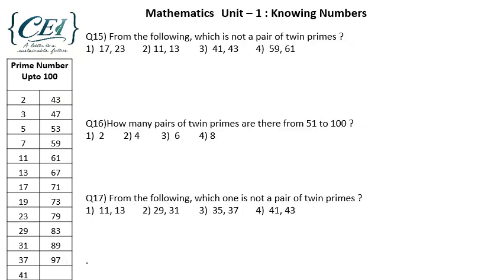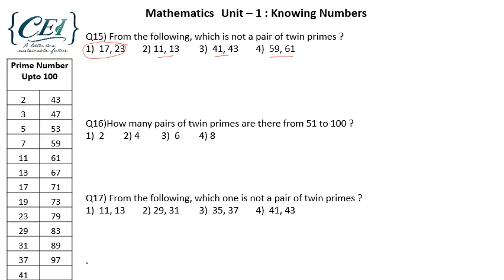Next. From the following, which are not a pair of twin primes? Twin primes means the difference between the two numbers is 2. So here the difference is 2, here the difference is 2, here the difference is 2. So this is the answer. Difference is 4. This is not a pair of twin primes.